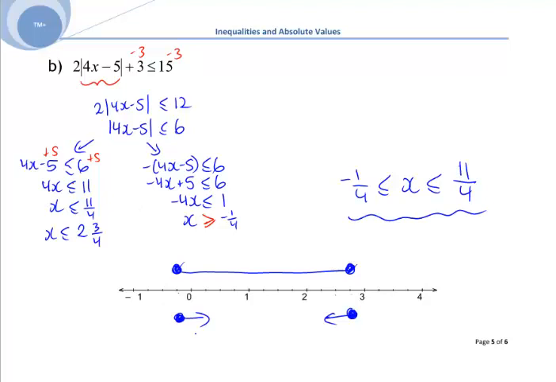Okay, sometimes it's a good idea, if you haven't done the graduations, to actually put on your number line what they are, so it's easy to see.